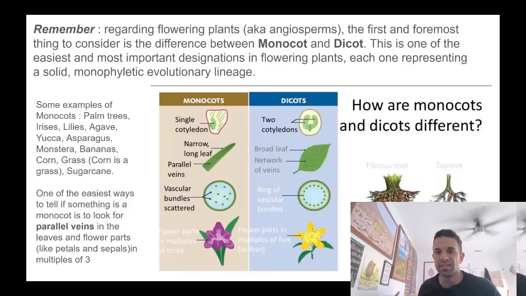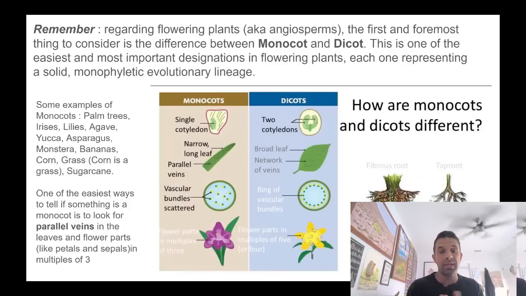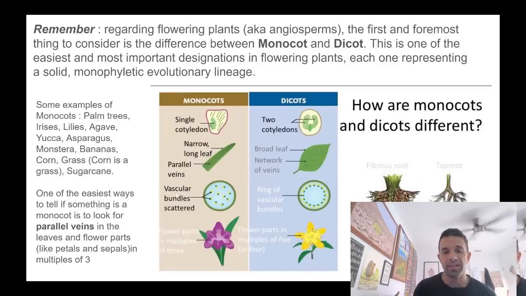Okay, monocots, dicots. Some examples, so that when you know something you're looking at is a flowering plant, an angiosperm, which is a newer lineage than the gymnosperms and the mosses and all that, this is the first thing you want to break it down to: is it monocot or dicot. Really easy classification, right? Aside from having one single seed leaf, another trait of monocots is they've got narrow, long leaves, parallel veins. There's exceptions to all these, of course, but for the most part, this is pretty steadfast.